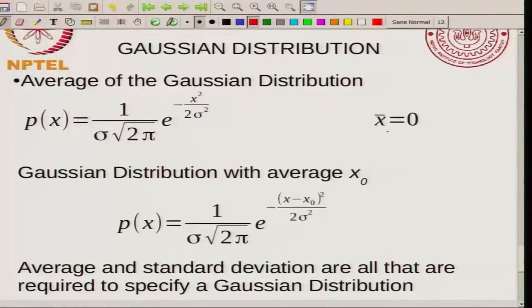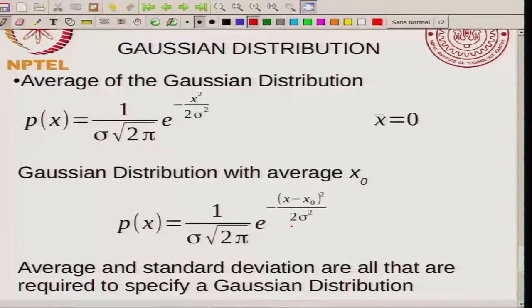Now if you want to have a Gaussian distribution with average x0, then what you do is, instead of having x squared here, you have (x minus x0) squared and keep everything the same. So this gives you a Gaussian distribution with average x0 instead of 0. Okay. And what this illustrates also is that if you know the average and you know the standard deviation, if you know x0 and sigma, then you can write a Gaussian distribution.